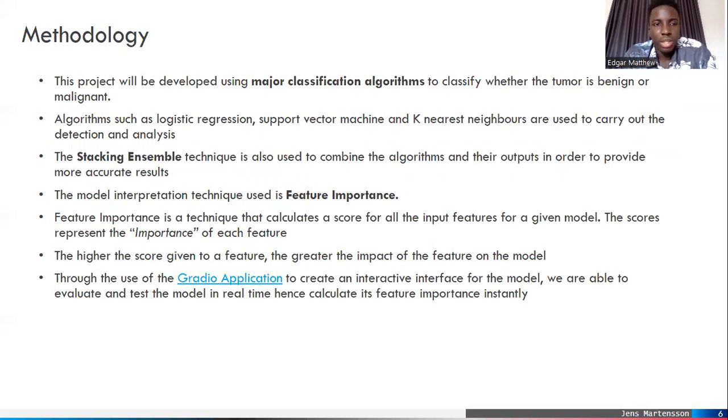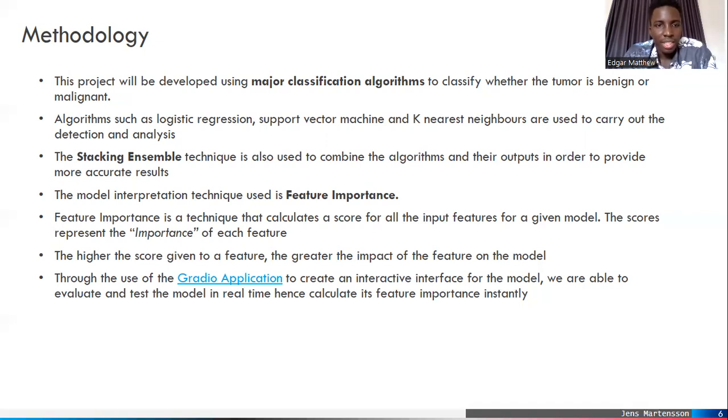We used feature importance as our model interpretation technique, and we came to establish that support vector machine had the best results among all the three, but we still went ahead to come up with a more accurate and more efficient model, the stacking ensemble.